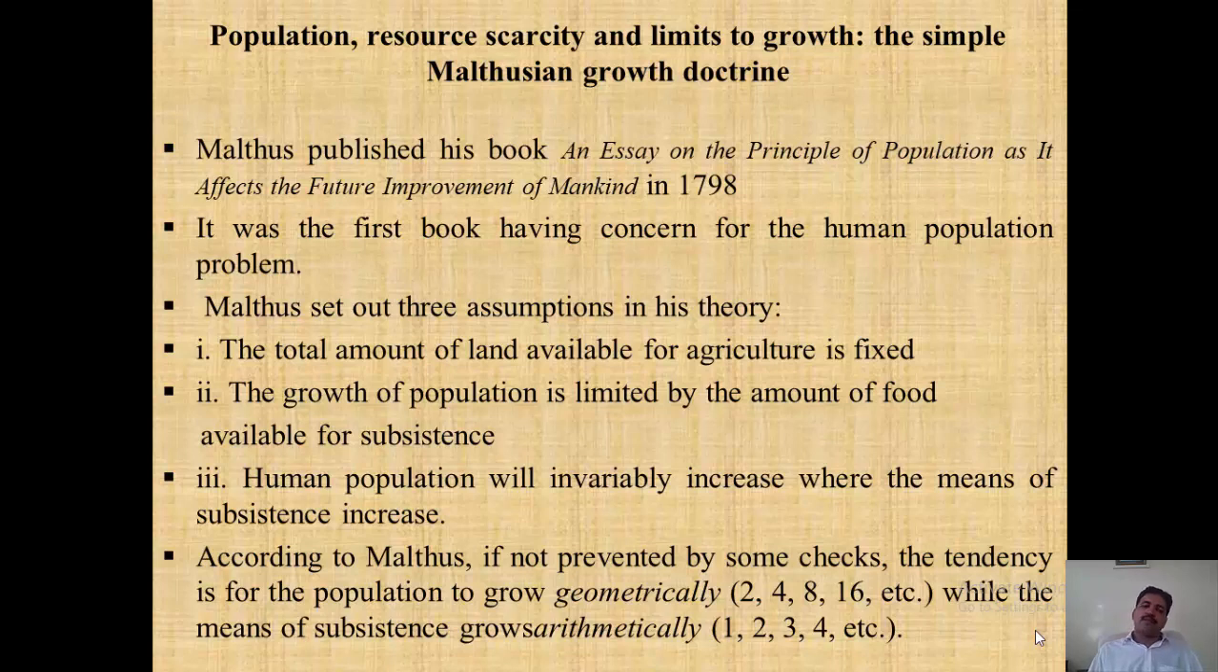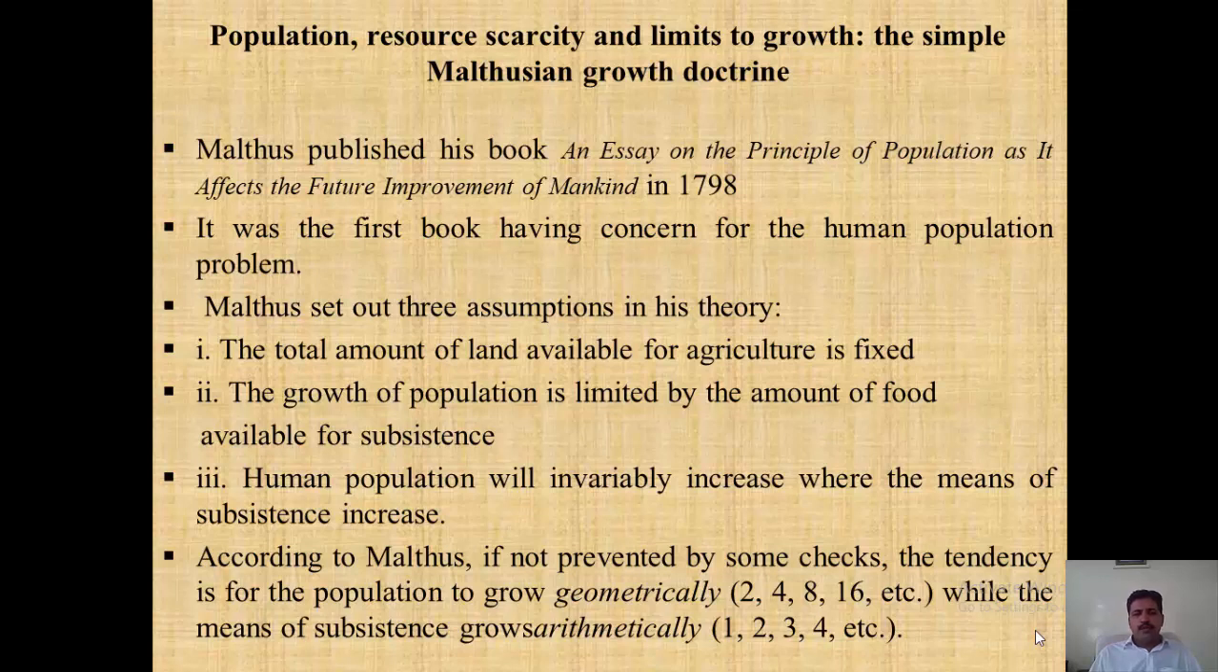According to Malthus, if the population is not controlled, if some steps are not taken, if contraceptives are not used, family planning is not followed, the population growth rate, the birth rate is not controlled, then the population will grow geometrically. Like geometric progression 2, 4, 8, 16, etc.